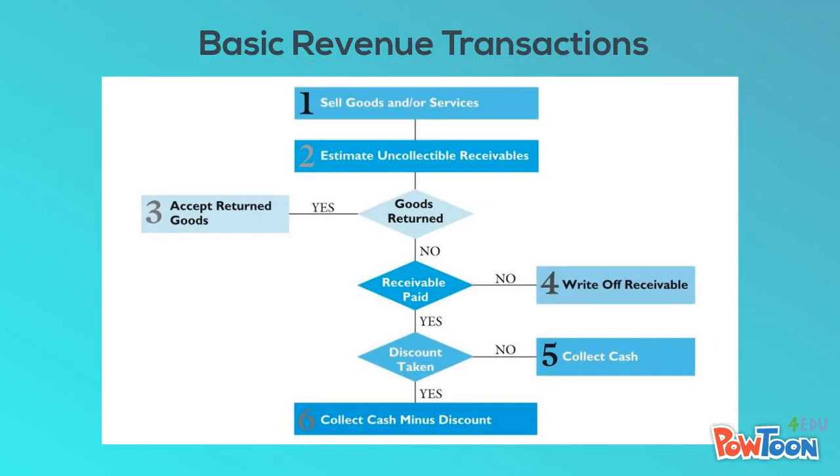Here is the basic flow of revenue-related transactions. In each step, there are specific revenue-related accounts and fraud schemes that could occur. For example, during step 5, collect cash, both cash and accounts receivable are involved. An example of fraud here could be manipulating cash received from related parties, also known as lapping.